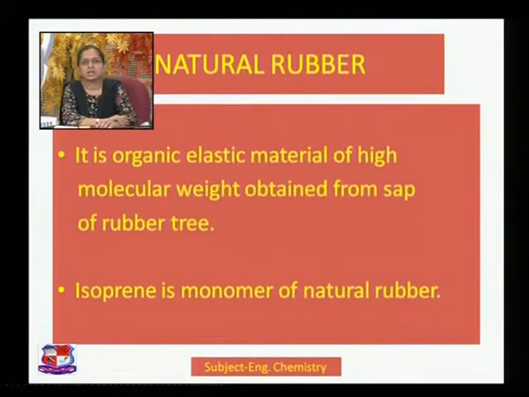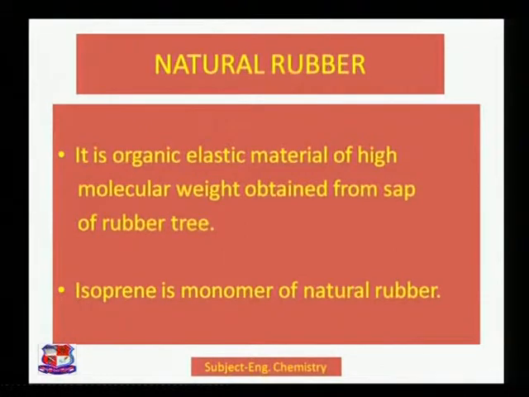See, natural rubber occurs in nature. Okay, it is an organic elastic material of high molecular weight obtained from sap of the rubber tree. What does that mean? The white milky latex that is coming out of the rubber tree, that is our natural rubber, and it is an organic elastic material that is created by nature itself, and nature also has a tendency to form the polymer, that is the isoprene unit present in our natural rubber. So this natural rubber is made up of isoprene units. Okay, so this one has to be remembered.